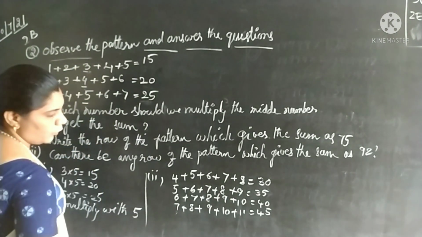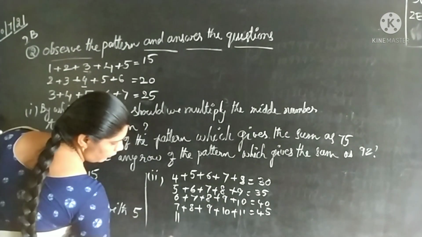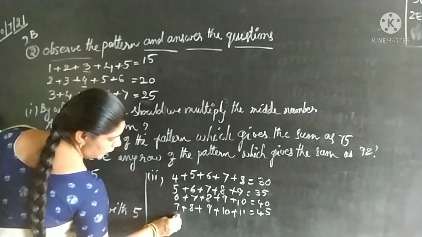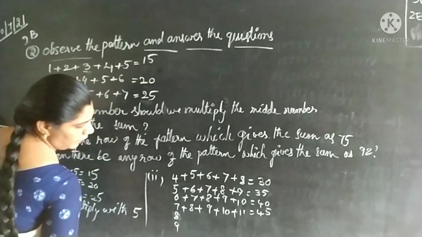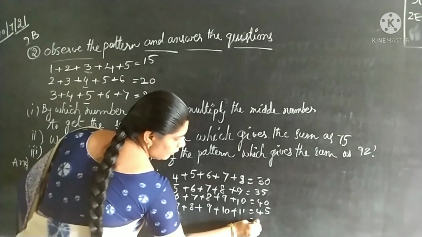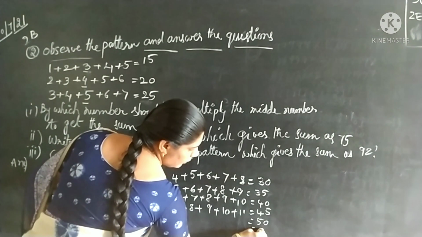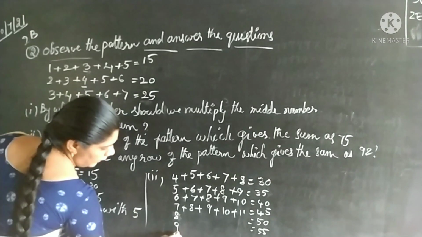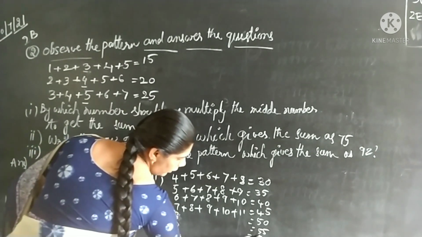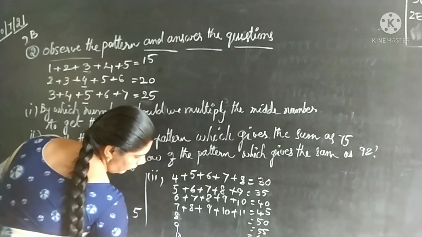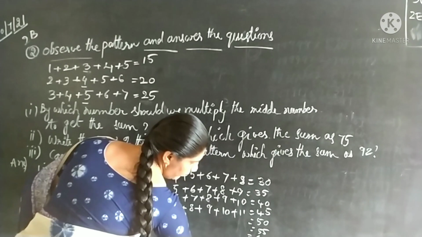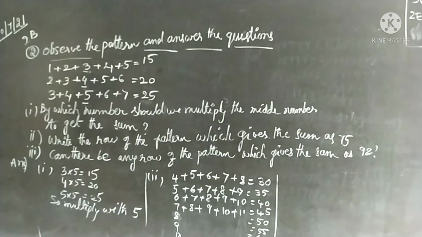4 more lines you have to get. So next you have to start with 8. Next you have to start with 9. So you get here 50. Next, 55 you get. Next, 10. You get here 60. And 11. You get here 65. And after that, which one do you get here?